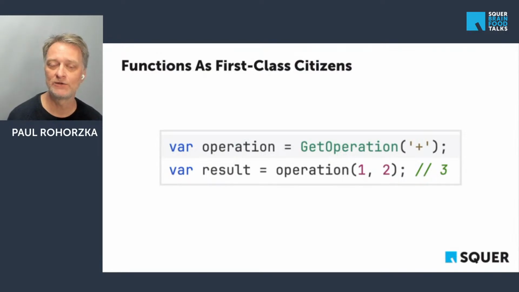That means that we can really pass around a function as we would have done with an integer or a string, for example. So here in this example, we call a method that is called getOperation. We pass in something, we get an operation back, and this operation then can be used to apply it on two parameters, integers, for example. But what operation it actually is, that gets decided in the first line. So the function here is a first-class citizen.